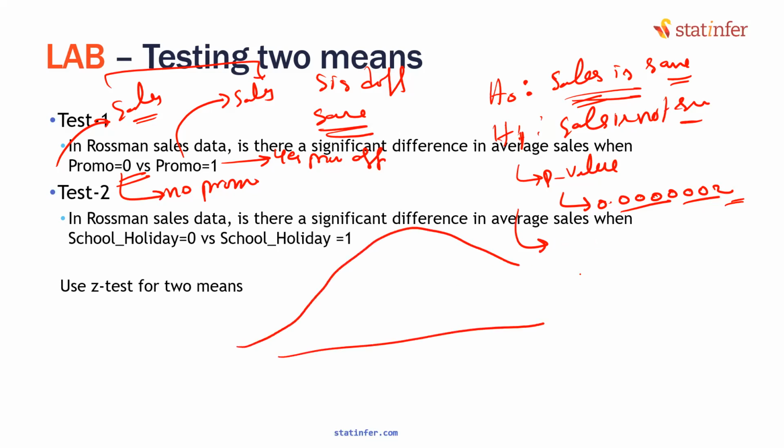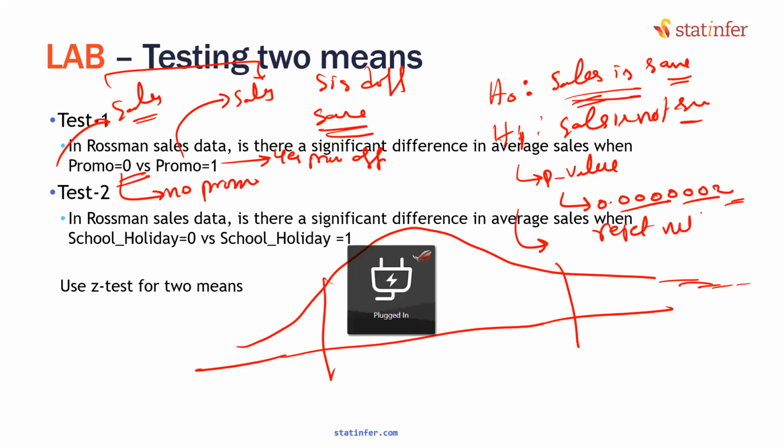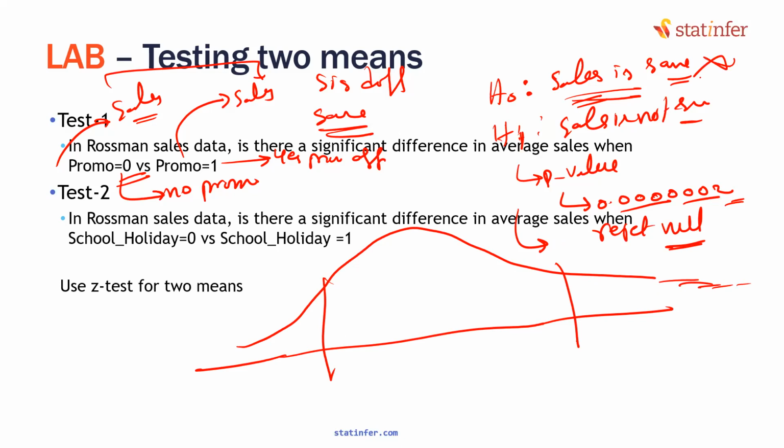You have to imagine this diagram. P-value less means you reject it. The p-value is very, very far away. So reject null. If you are rejecting null, sales is same, that you are rejecting. What are you accepting? Sales is not same. That means promotion versus no promotion: is there any impact of the promotion or is it the same sales? Think about it. Definitely there is some impact, because the sales is changing.